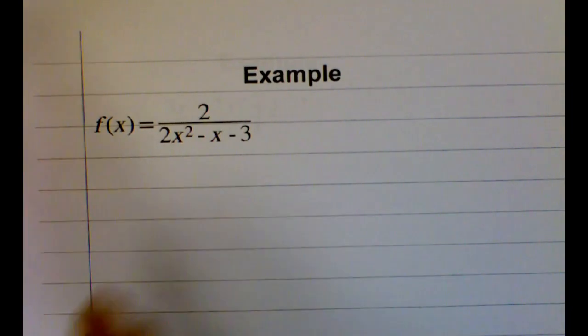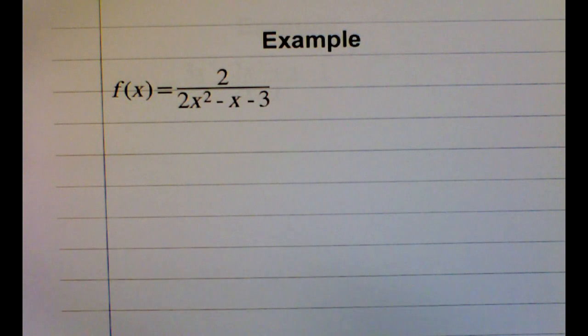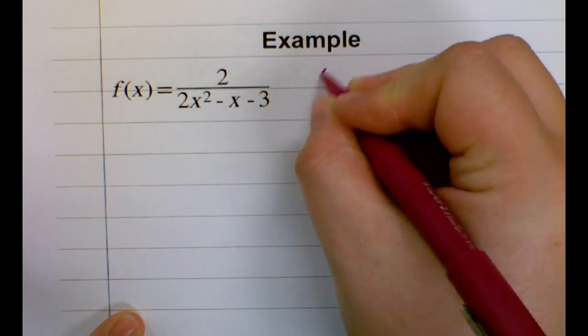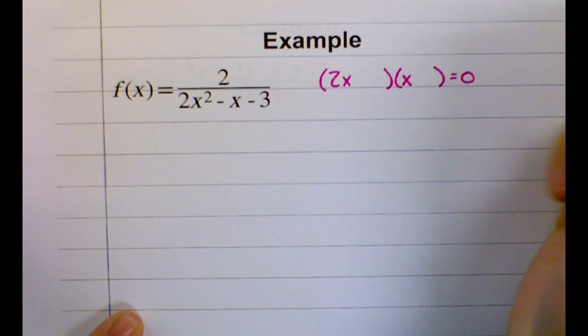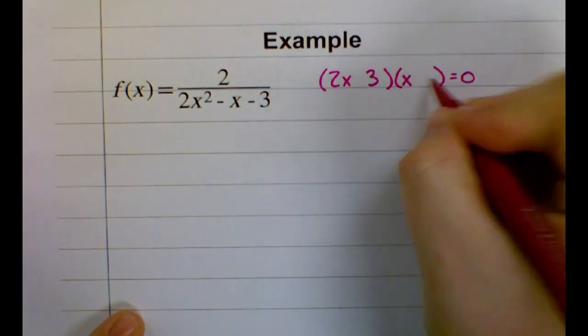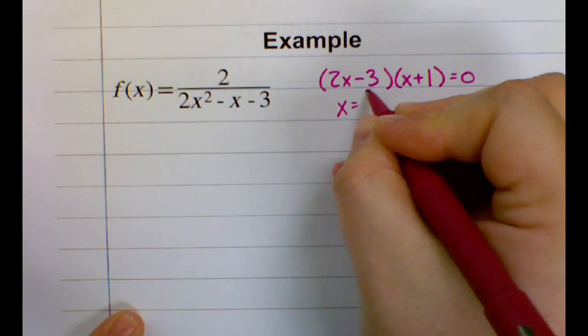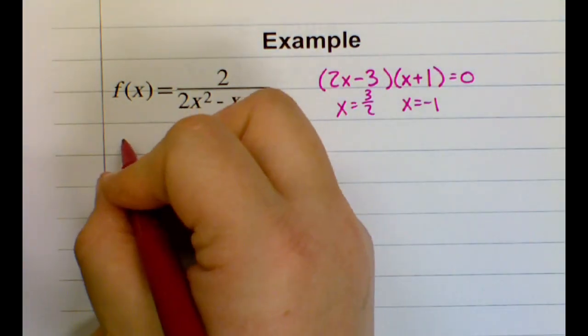All right, we're going to do everything for this one. I actually like to start with my asymptotes, so let's do that. Set the denominator equal to 0 for vertical asymptotes. So I'm going to factor it, 2x and x, 3 and 1, minus 3 plus 1. So x equals 3 over 2 and negative 1. It's my asymptotes.